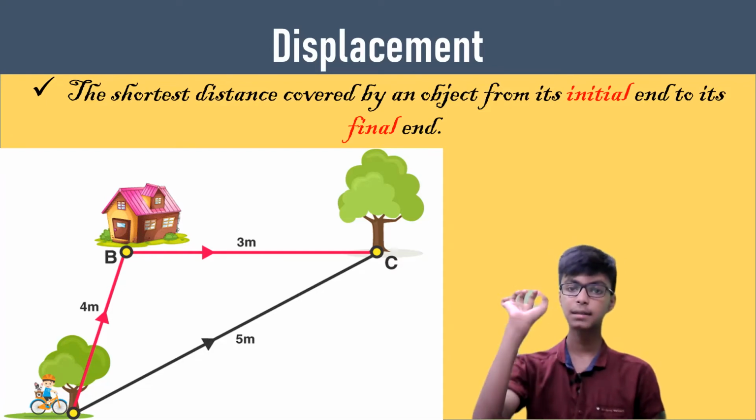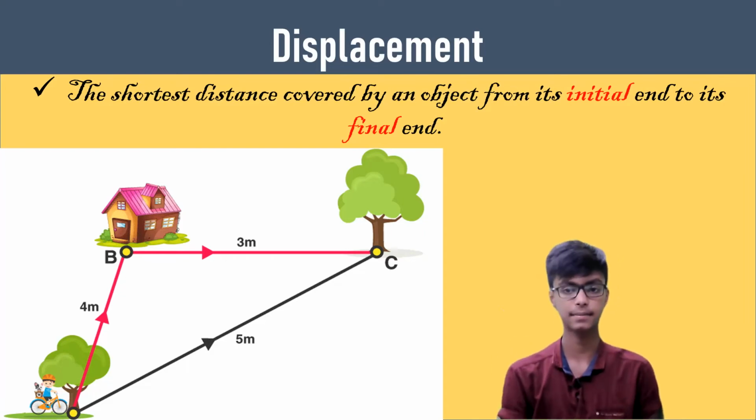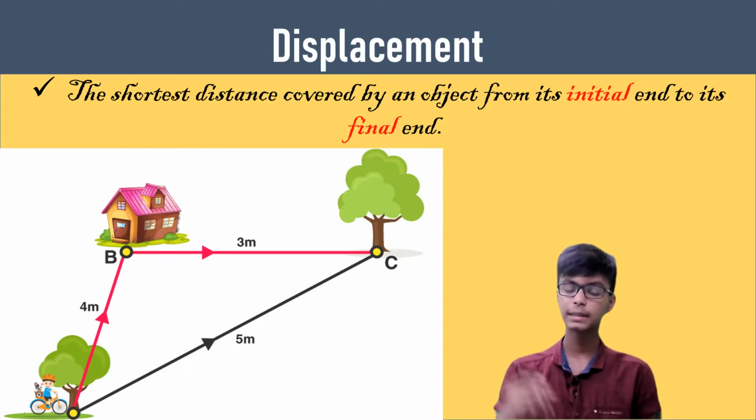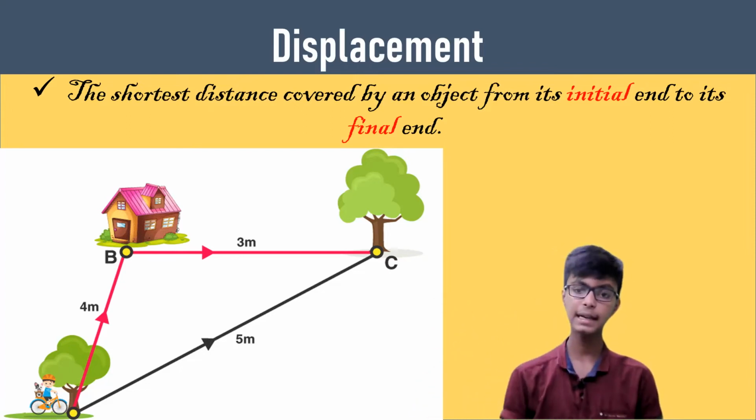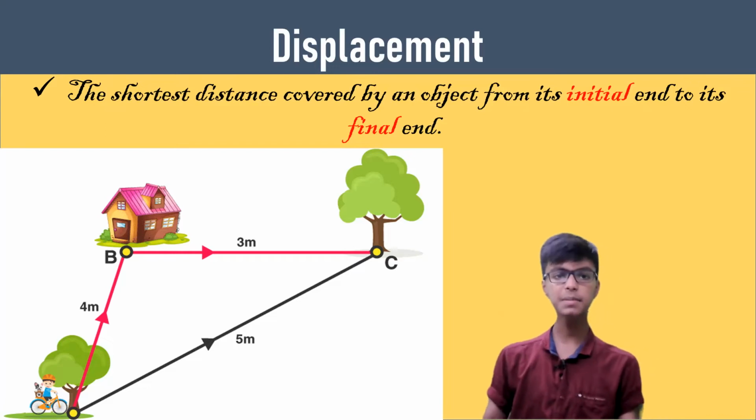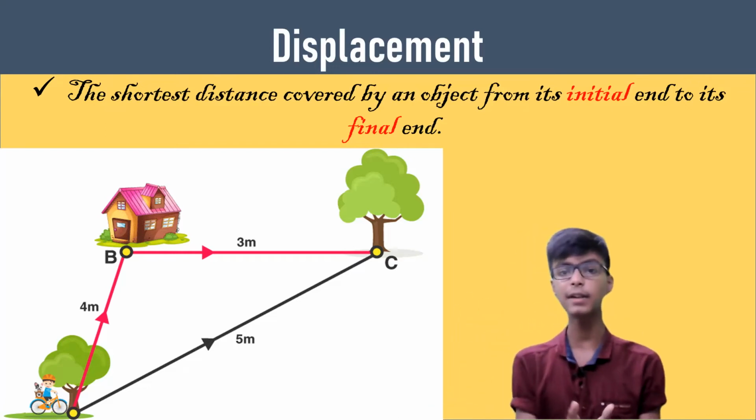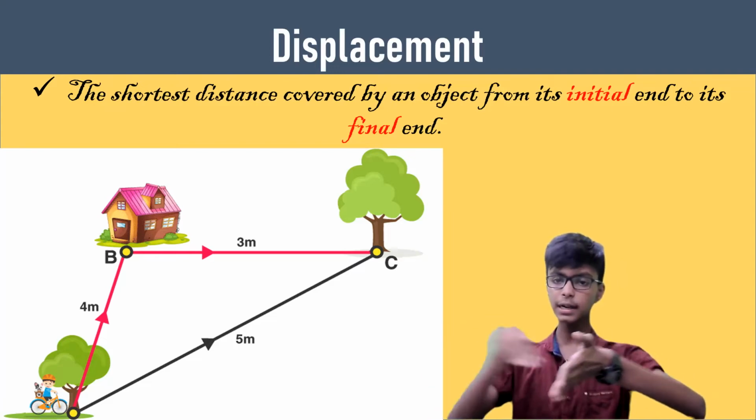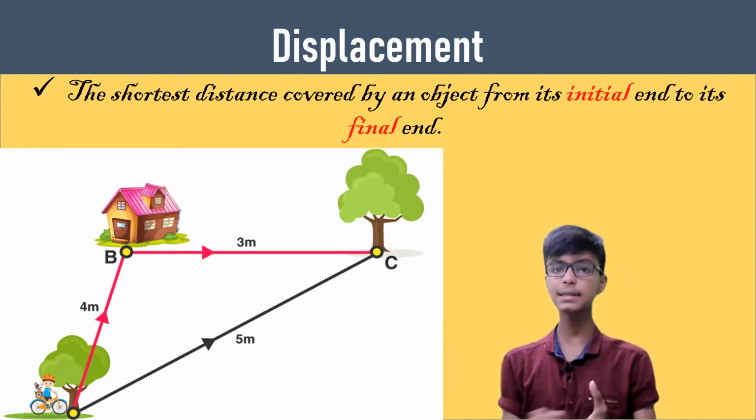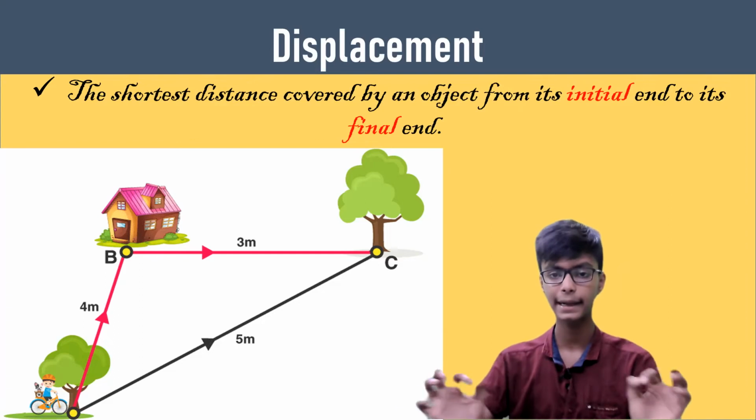Your distance should be greater than the displacement. Or, on the other hand, we can say vice versa, displacement should be smaller than the distance. Displacement means the shortest distance covered by an object. Suppose you covered a distance, that shortcut you take, that shortest distance is known as displacement.